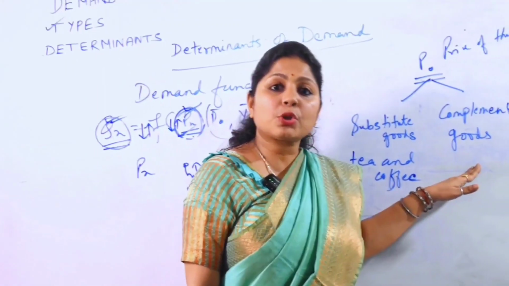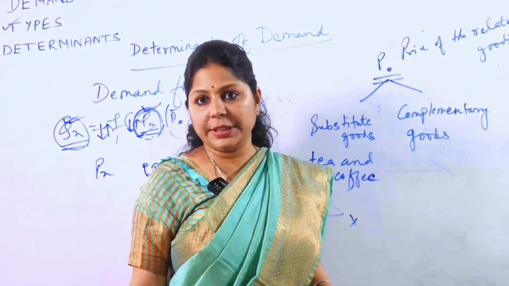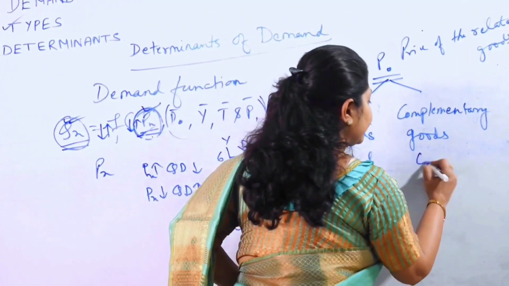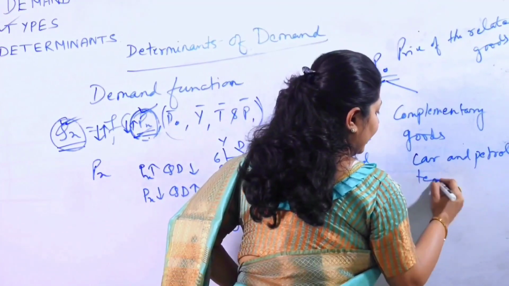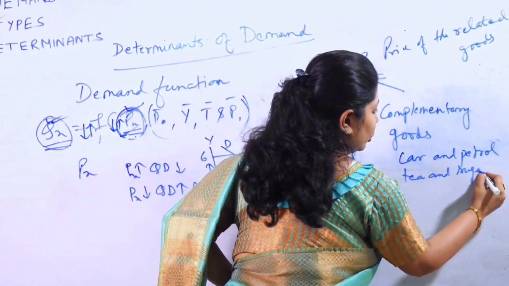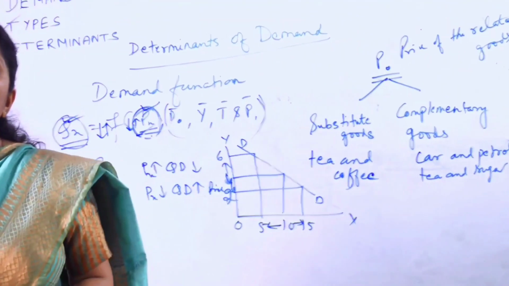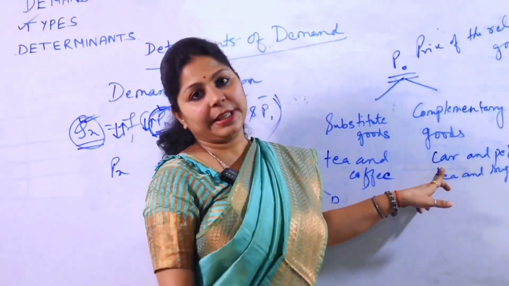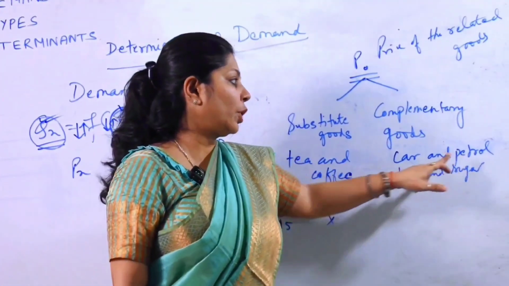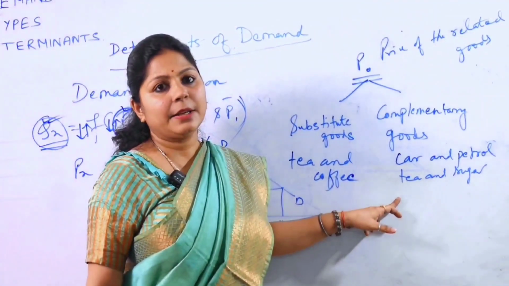Complementary goods are those goods which are taken together. In the absence of one, you cannot go for the other. For example, car and petrol, tea and sugar, right? In the absence of petrol, you cannot run the car. In the absence of sugar, you cannot drink the tea.